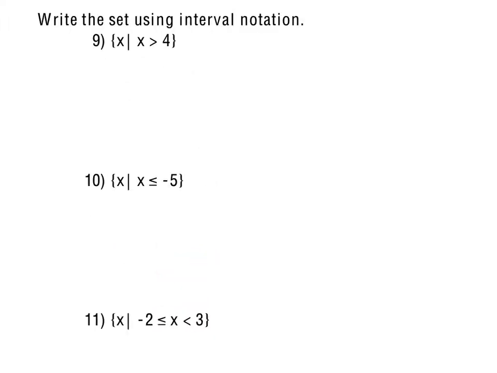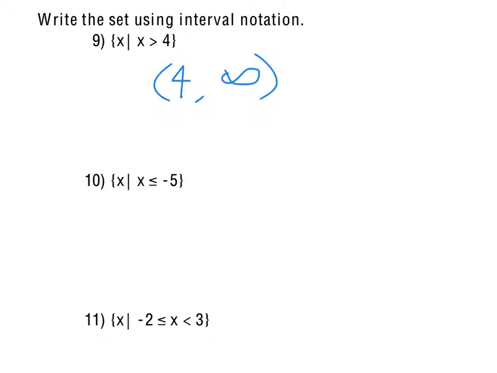For 9, 10, and 11, we're using interval notation. Again, it looks kind of like an ordered pair, but it's not. So number 9, the values of x that are greater than 4, so we would have a parenthesis and then a 4, go up forever, so an infinity, and then another parenthesis. Number 10, the values of x that are less than or equal to -5.